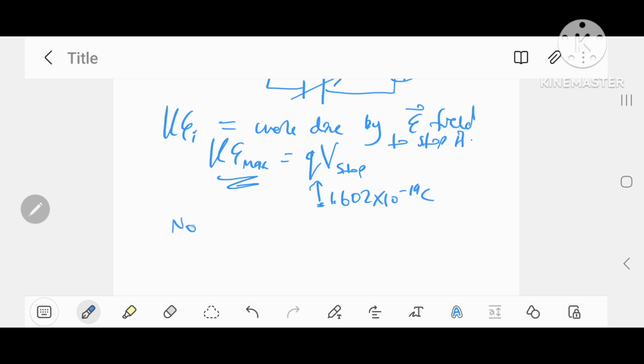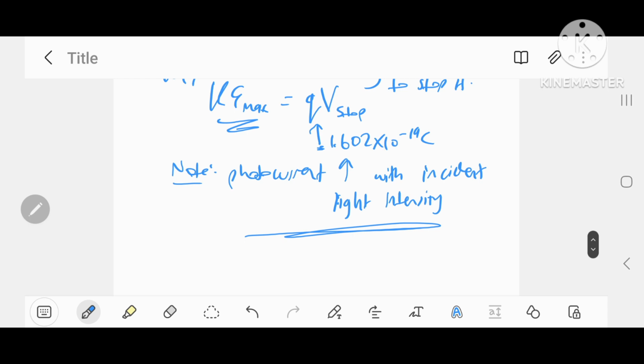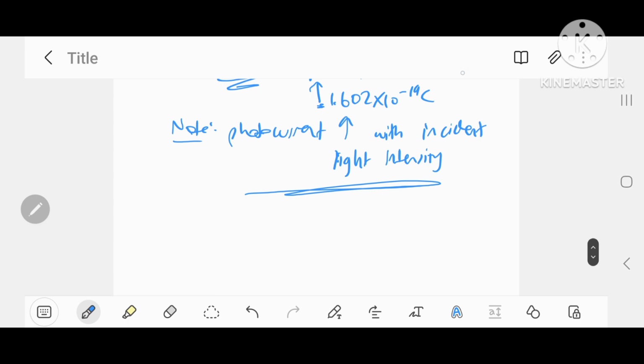And just a note, photocurrent increases with incident light intensity. The more intense the light, the more current coming out, right? Because there are more photons coming in and hence more photoelectrons coming out.